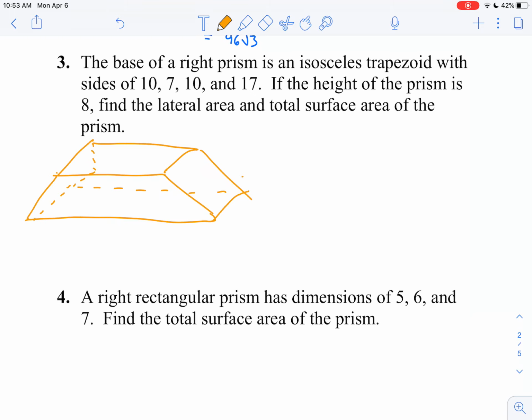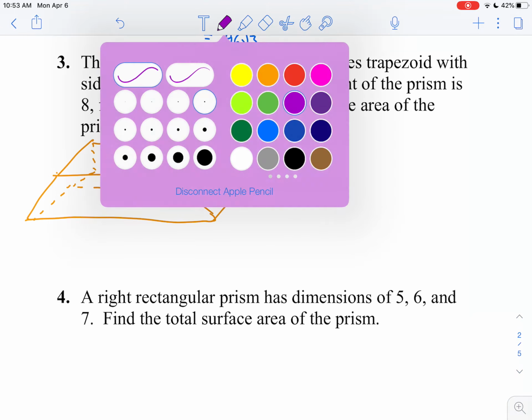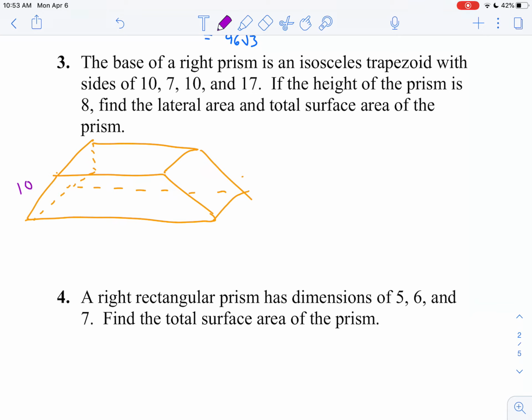All right, what do we know? 10, 7, 10, and 17. So even if they didn't tell us isosceles, we're so dang smart, we would have figured it out with a 10, 10, 7, and 17. And then it says the height, so that's the distance between the trapezoids. So I guess I'll stay purple.